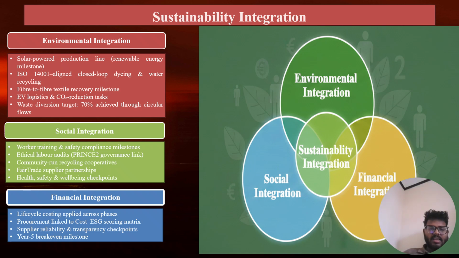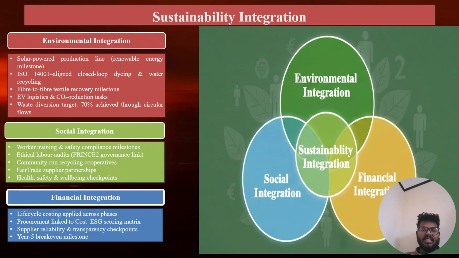Social sustainability appears through worker training and safety compliance activities. Ethical labor audits and the fair trade aligned supply partnership ensure equitable value distribution. Together, the ESG checkpoints are also integrated in this project. Social milestones are highlighted in blue and ensure fairness, transparency, and worker well-being.